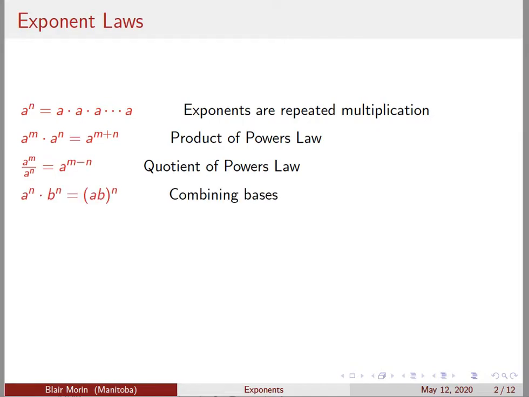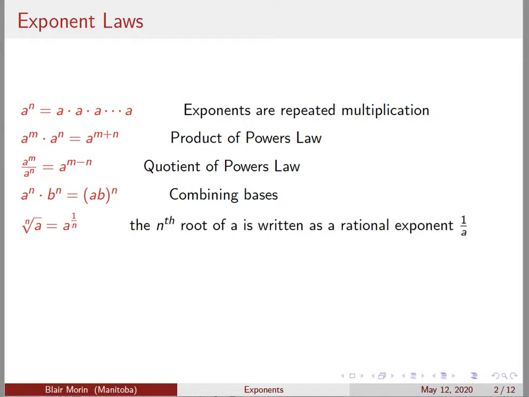Combining bases, if ever you need to combine bases, the condition that you must have is the same exponent. So a to the power of n times b to the power of n is equal to a times b, all to the power of n.